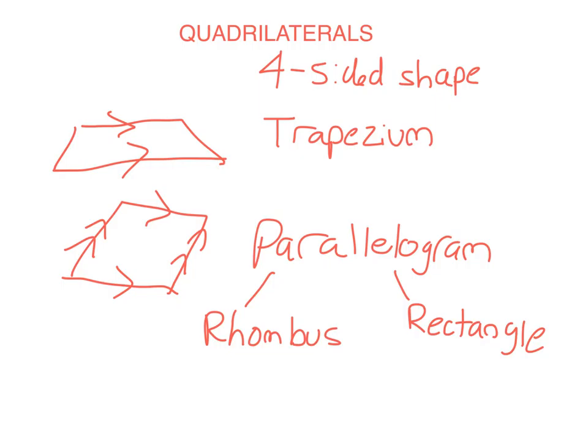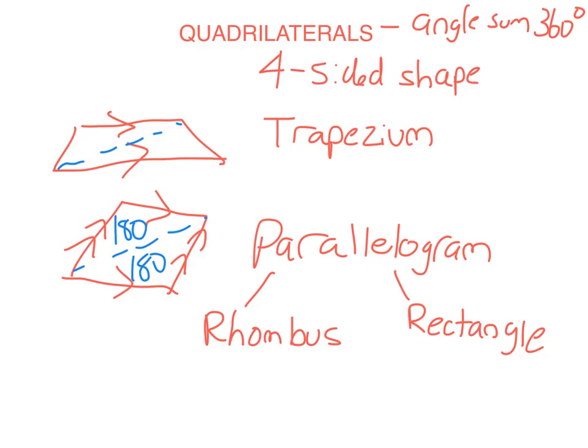Now, for any quadrilateral, the angle sum is 360 degrees, because you can divide them into two triangles. I'll try that with the trapezium. Trapezium, I could do two triangles; parallelogram, two triangles, and each of these is 180. The angle sum is 360. So if all angles are equal, then all four of them will be 360 divided by 4, which is 90 degrees. So a rectangle is a special type of parallelogram in which all angles are 90 degrees.